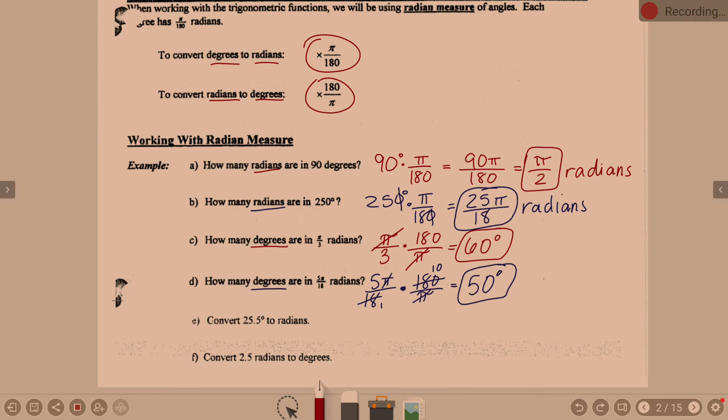Same thing? Yeah. We're starting with 25.5 degrees. We're trying to go to radians, so which one are we multiplying by here? Pi over 180.